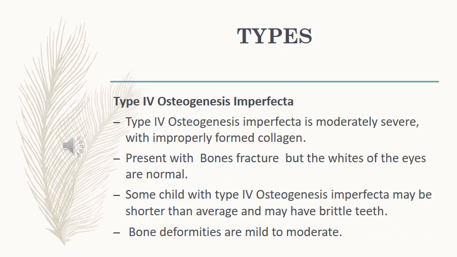Type 4. Type 4 presents as moderately severe. Sometimes bone fractures occur and the sclera is usually normal. A child with type 4 may be shorter than average and bone deformities are mild to moderate.